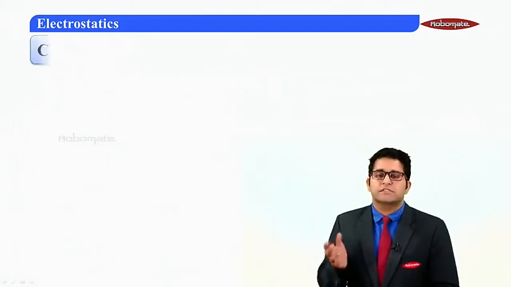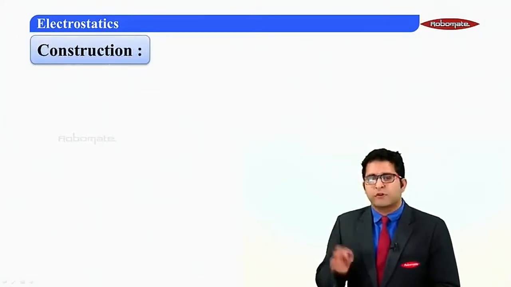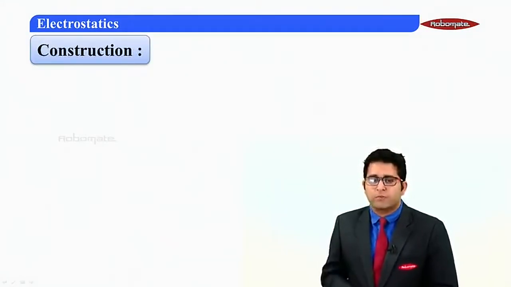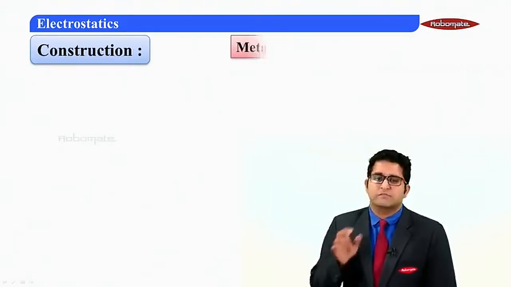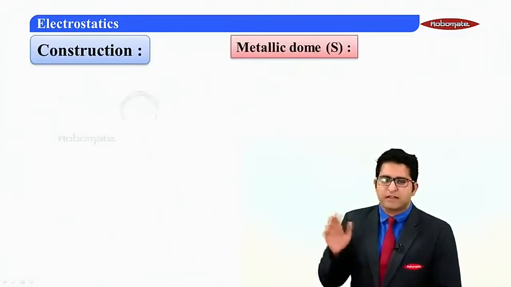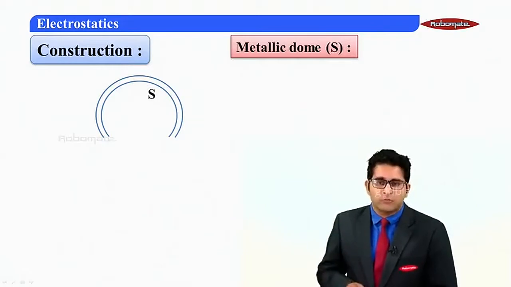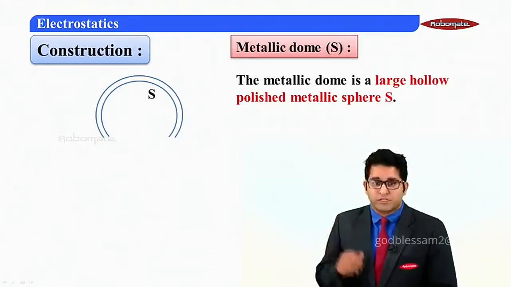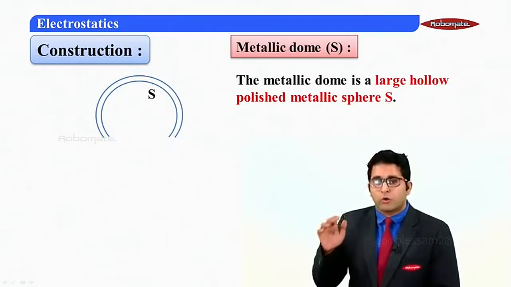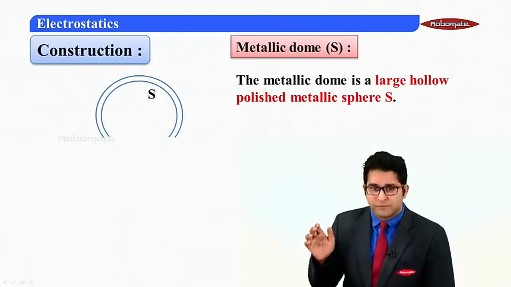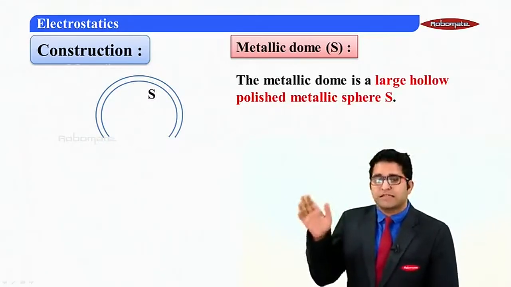Let us start with the construction of Van de Graaff generator. The first and foremost very important part of the Van de Graaff generator is the metallic dome, right? Now see the diagram carefully. This is the spherical dome which is provided. It is large, hollow, and it is polished, right? And this is nothing but a metallic sphere that we are having.